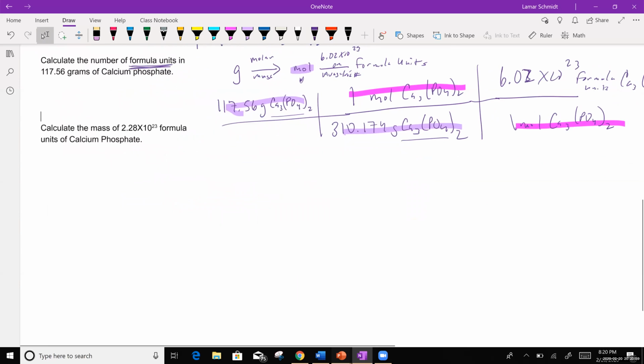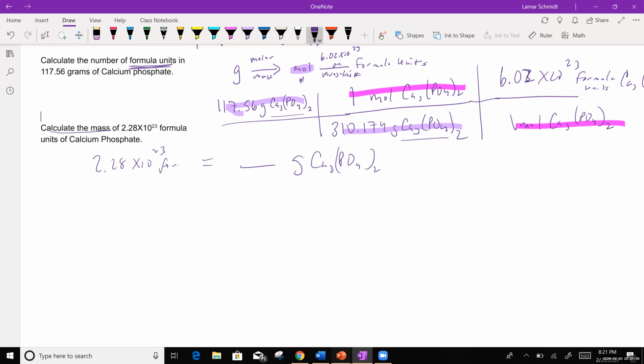So we need to calculate the mass. We do not know the mass. So we're going to find the mass of calcium phosphate when we know we have 2.28 times 10 to the 23rd formula units of calcium phosphate. All right, so here we're going to go from formula units, which is like particles, to moles. Notice moles is in every one of these maps, to grams or mass.